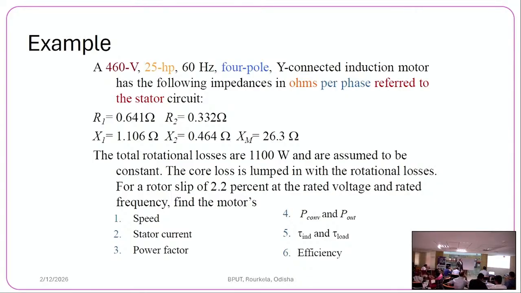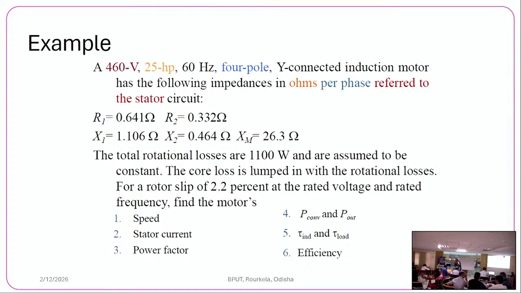Part 1: what is the speed? How do you get speed? First find out NS. Speed is NR = NS into (1 minus S). NS is 120 F by P. F is 60 Hertz, P is 4, so 1800 RPM is the synchronous speed. Slip is given as 2.2%, that is 0.022. So speed is (1 minus 0.022) into NS, that is 1800 RPM, you will get the speed.